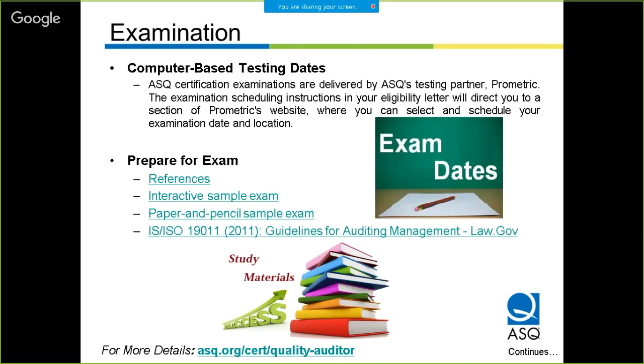Let's understand more about computer-based testing dates. ASQ certification examinations are delivered by ASQ's testing partner, Prometric. The examination scheduling instructions in your eligibility letter will direct you to a section of Prometric's website where you can select and schedule your examination date and location. For more details about the exam dates, please refer to these references and the dates information captured on the ASQ website for the quality auditor.